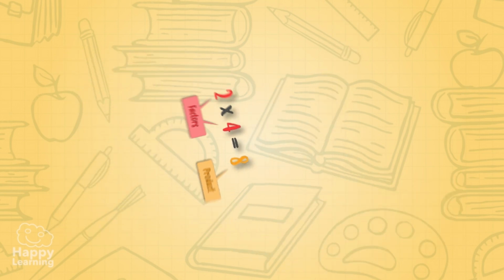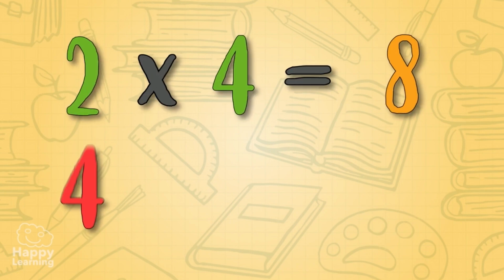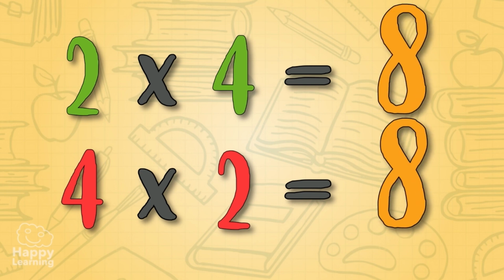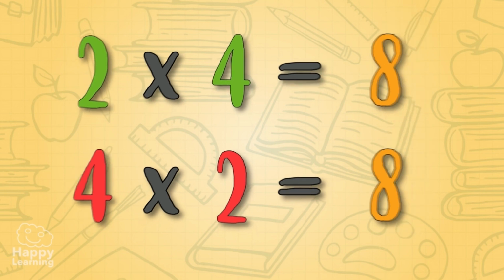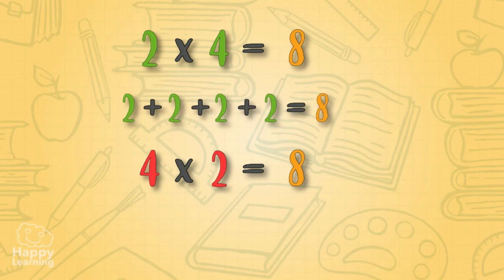A very important trick that you need to know is that it doesn't matter if you multiply 2 times 4 or 4 times 2. The answer will always be the same. Let's check it. We already know that 2 times 4 is adding 4 times number 2, and the answer is 8. Now let's see 4 times 2. We need to add number 4 twice. 4 plus 4 is 8. Same as when we multiplied 2 times 4.